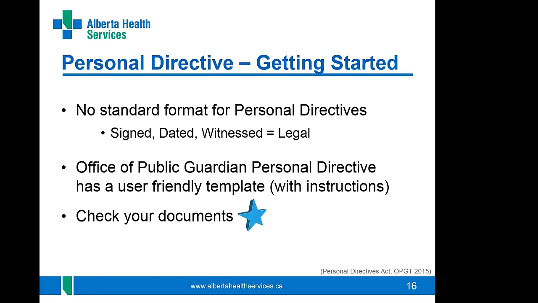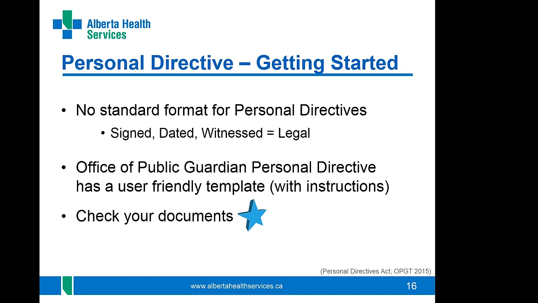Now, you might find in Alberta Health Services, we tend to use and provide the personal directive template that's been developed by the Office of the Public Guardian. It's a really nice personal directive template because it has an instruction sheet and it's broken down section by section. So it really walks people through what each section means and what you should be including in that section. So that's why we've elected to use it.